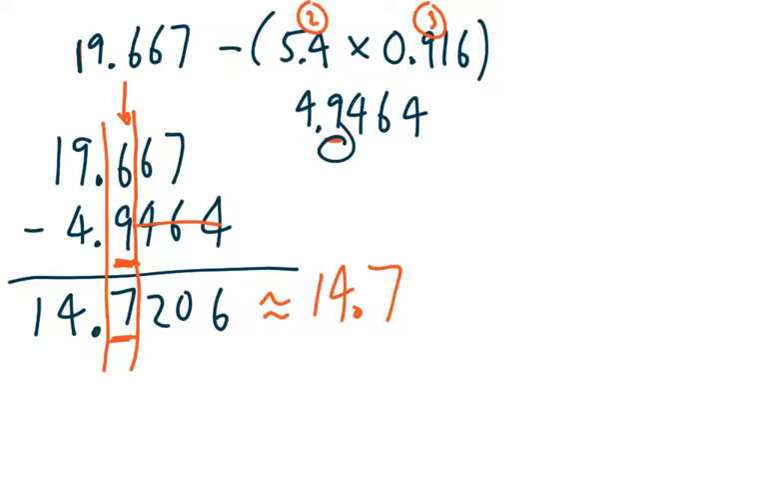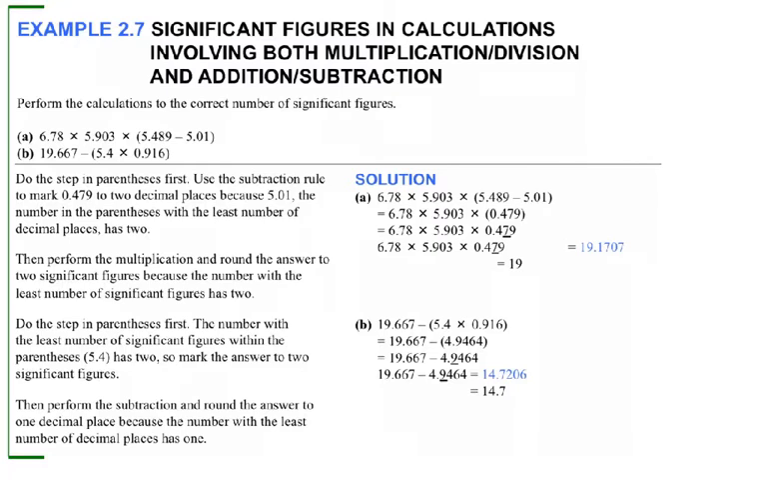Now we'll go back and you can see here in the solution section, the blue part is the number without being rounded. Notice how the 9 is underlined, keeping track of significant figures. And then there you have your final answer.